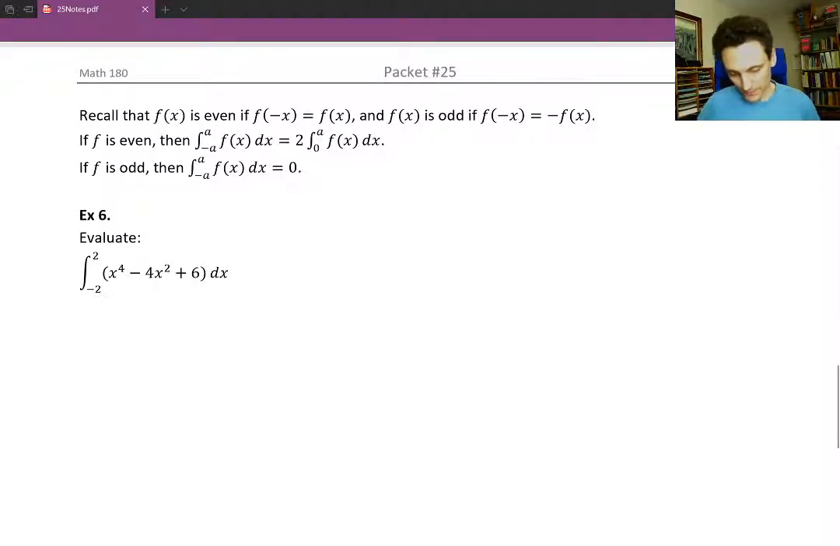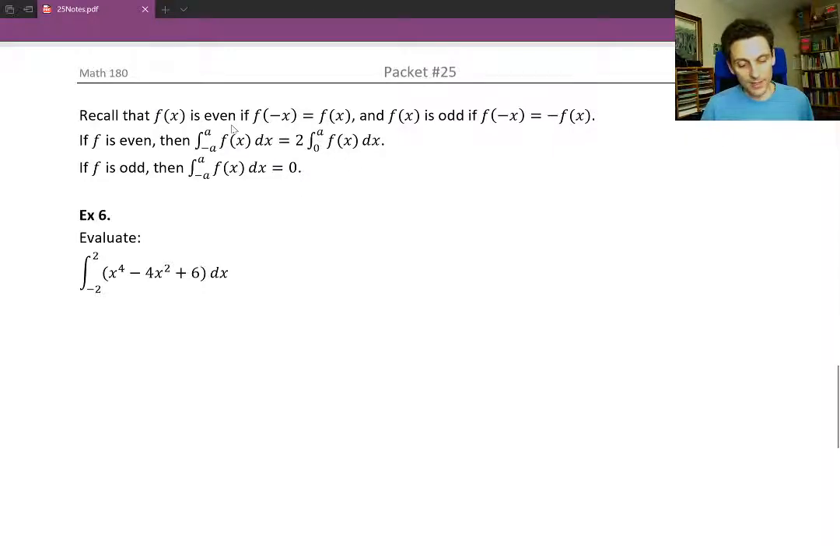mean here. Remember that a function little f of x is even if little f of negative x is equal to little f of x. So if you plug in a negative x or you plug in an x, if the two function values are equal no matter what, then the function is said to be even. And little f of x is odd if when you plug in x and negative x, you get the same function value but just opposite signs. In other words, if f of negative x is equal to negative f of x.